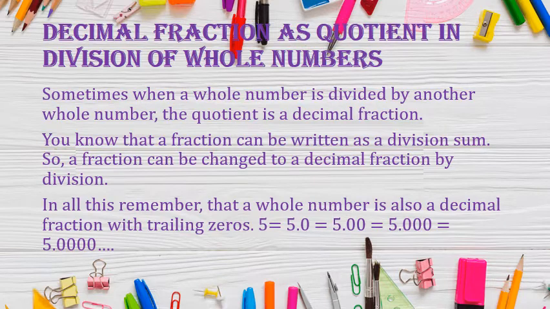In all this, you have to remember one thing, and that is a whole number is also a decimal fraction with trailing zeros. That is, 5 is a whole number and you can write 5 as a decimal fraction, and then it is equal to 5.0. In the same way, you can also write it as 5.00 or 5.000 or 5.0000 and so on. So, a whole number is also a decimal fraction with trailing zeros.